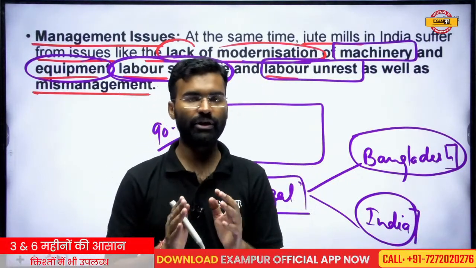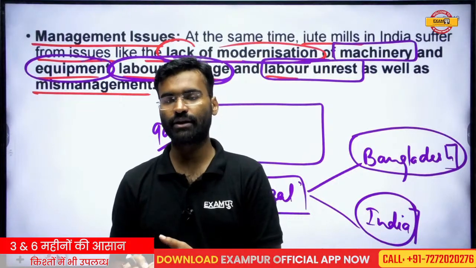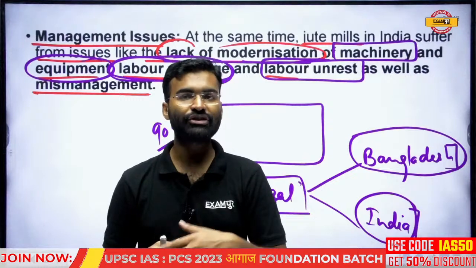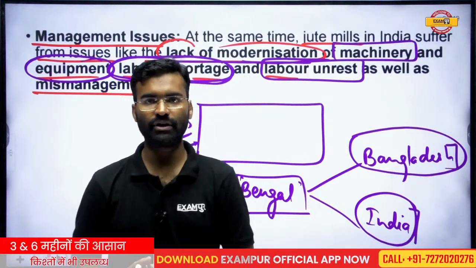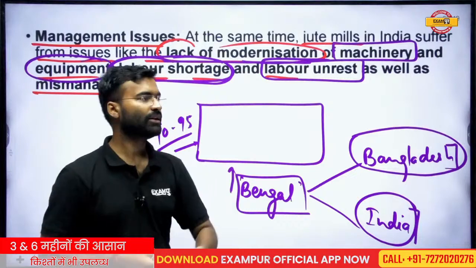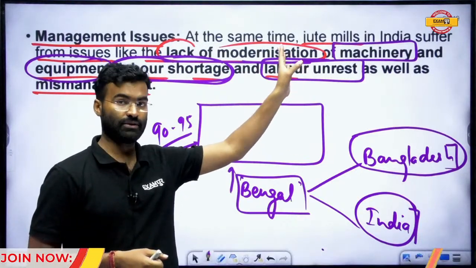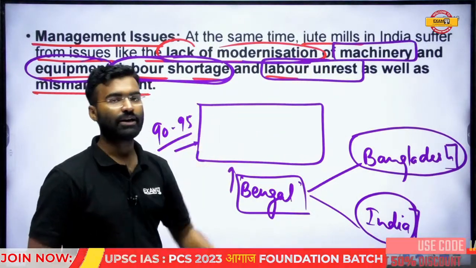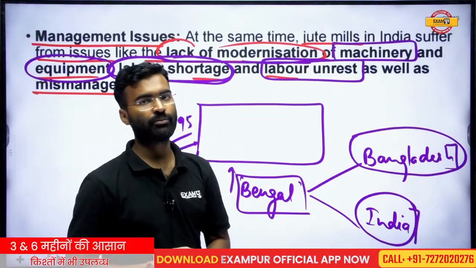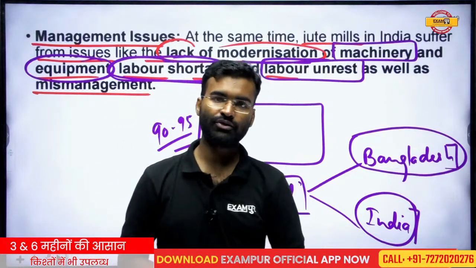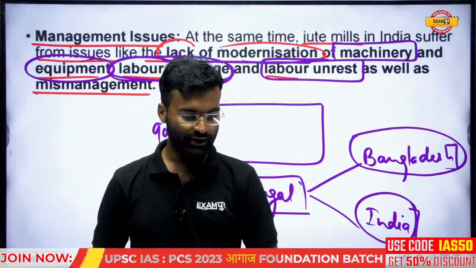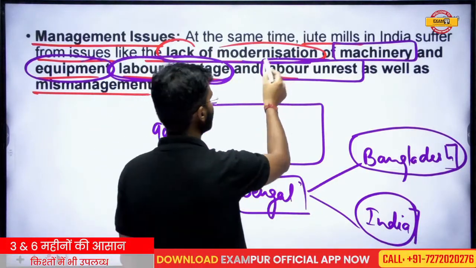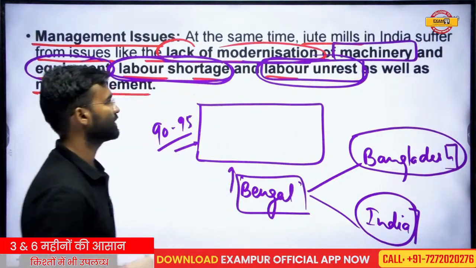Suppose you are the factory owner and you are not giving the proper essential things to the laborers. If the laborers are not happy, then they will go on strike. They have the right to go on strike and other things. So labor unrest is also an important factor for the jute industry's decline in India. This is a very important thing. So, the labor unrest condition.